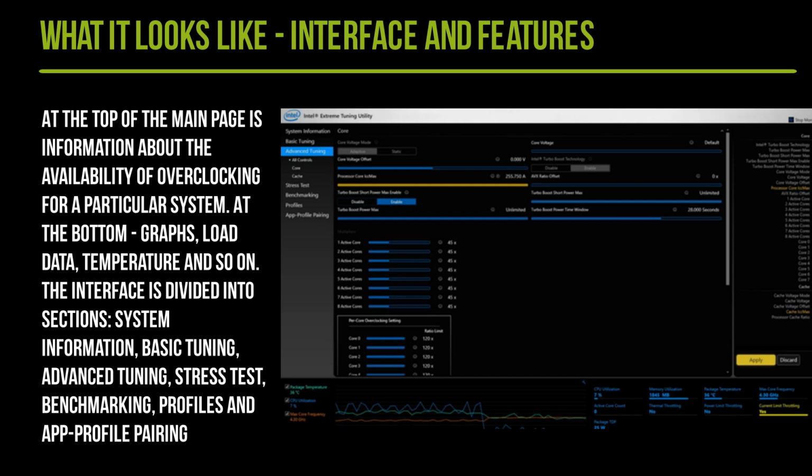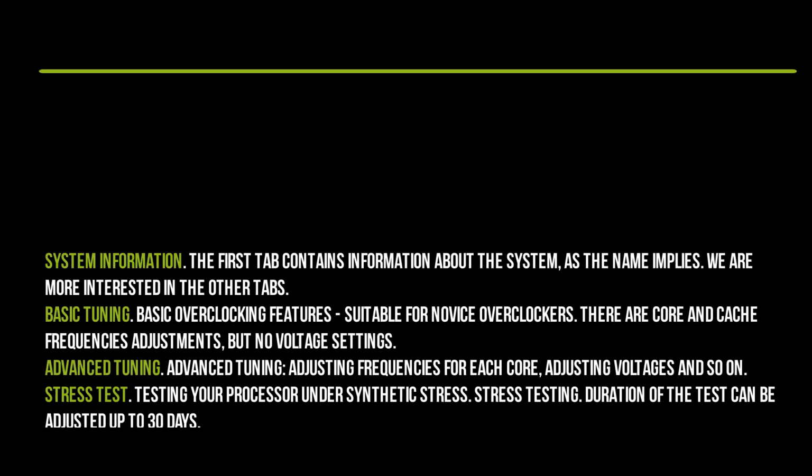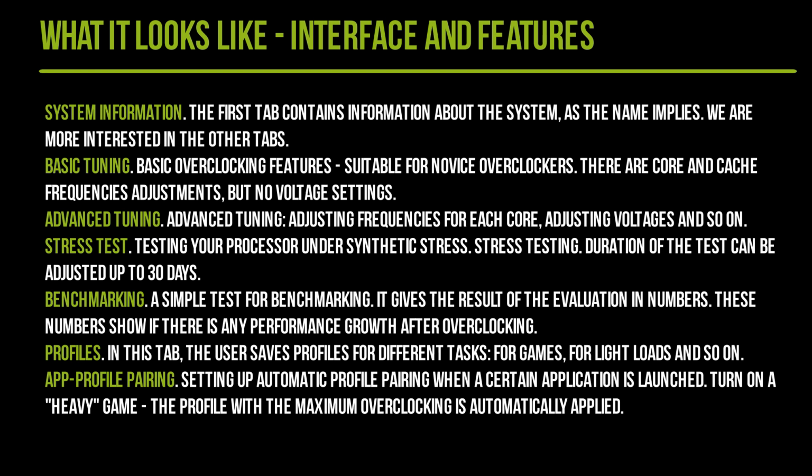The interface is divided into sections: system information, basic tuning, advanced tuning, stress test, benchmarking, profiles, and app profile pairing. System information, basic tuning, advanced tuning, stress test. Stress testing your processor under synthetic loading. Benchmarking, a simple test to measure performance. Profiles, profiles for different tasks.